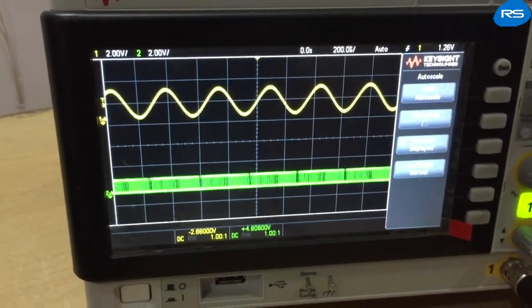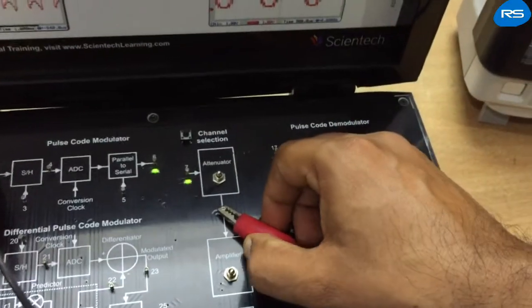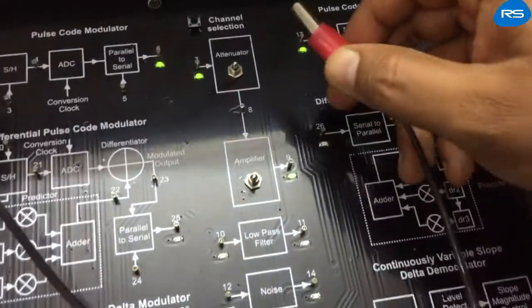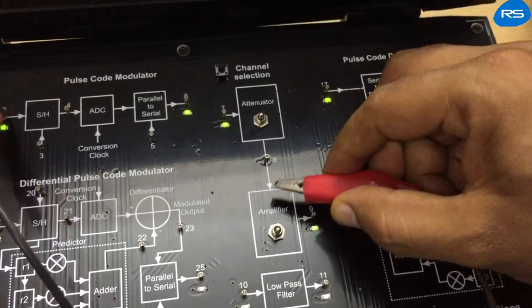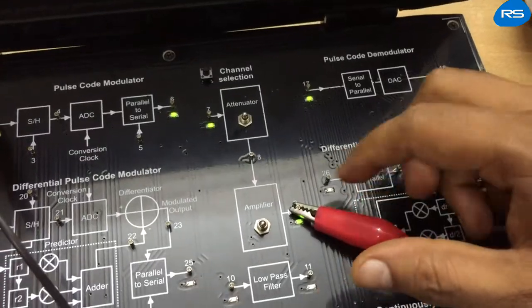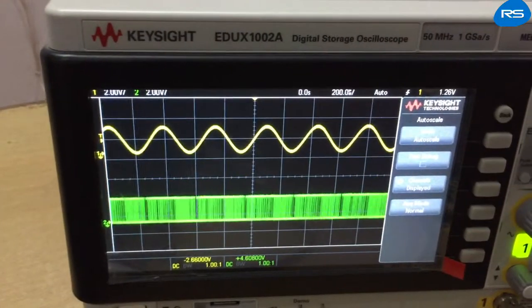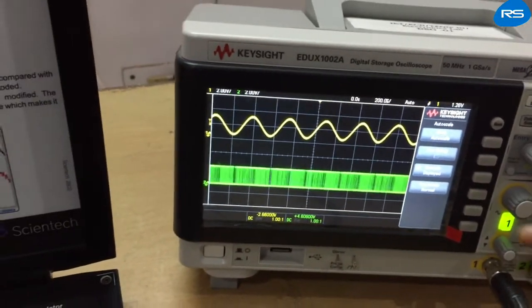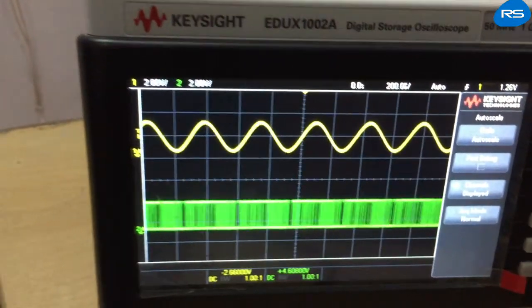after passing through the attenuator. Now in order to amplify the attenuated signal, we have fed this signal to an amplifier, and after amplification we can observe the output at point number 9 of the kit. So here you can observe that we have amplified the signal.